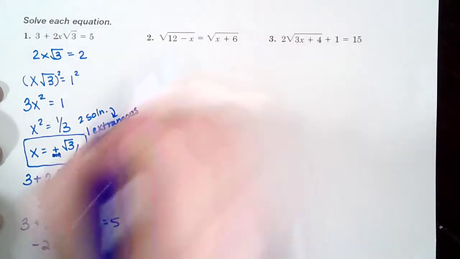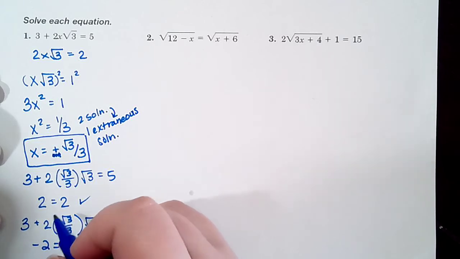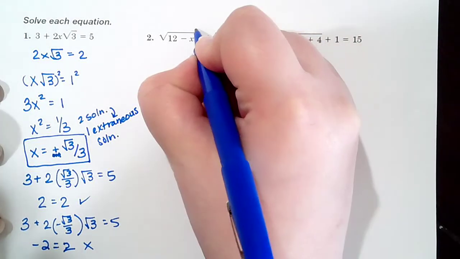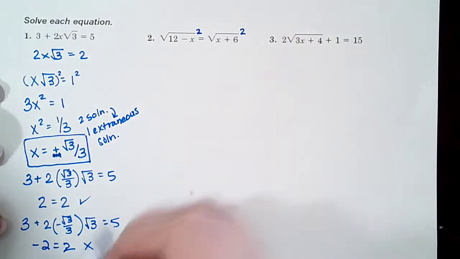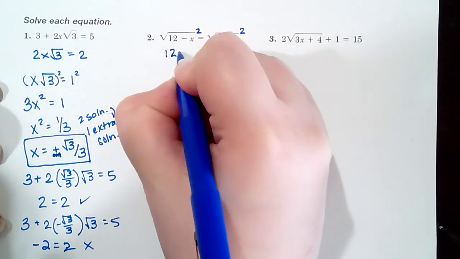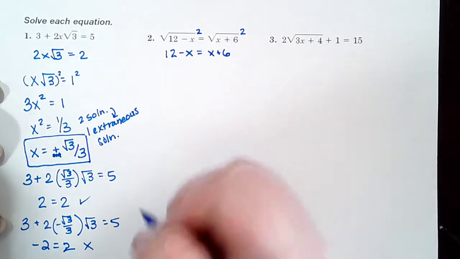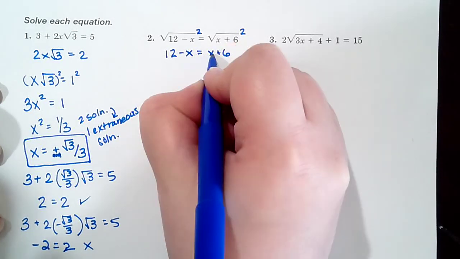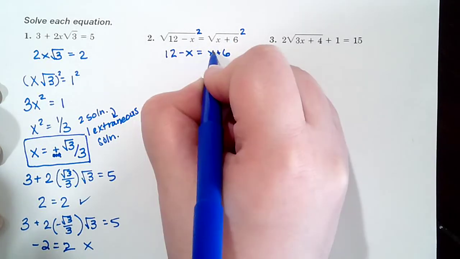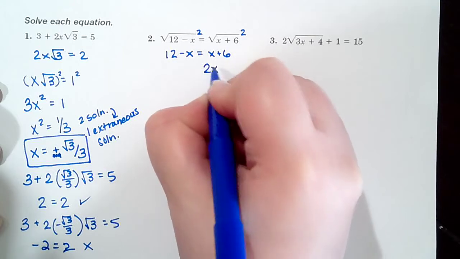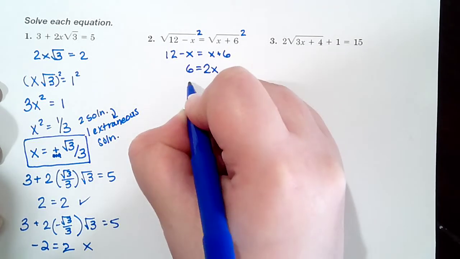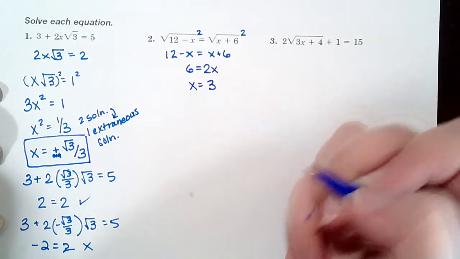When we have a square root equals a square root, we're going to handle it the same way. If I want to get rid of something, I can do it to both sides. I now have 12 minus x equals x plus 6. Here I'm going to simplify. I'm going to move this x over. 2x equals 6. X equals 3.